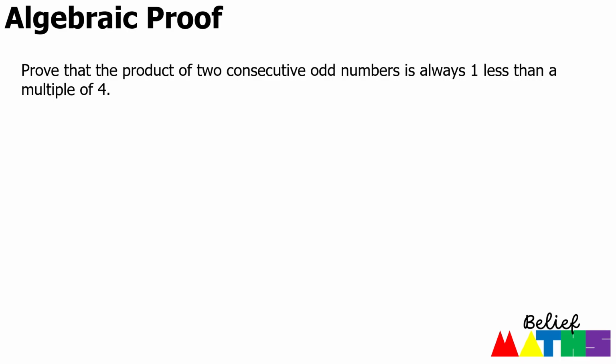Algebraic proof is always a nice one. We just need to be able to represent consecutive numbers, odd numbers, and even numbers. Even numbers are your 2n, 2n plus 2, 2n plus 4. Odd numbers are 2n plus 1, 2n minus 1, 2n plus 3, etc. And consecutive numbers are n, n plus 1, n plus 2. So I want two consecutive odd numbers. What I like to use for this is 2n minus 1 and 2n plus 1. They tend to work out as a nicer proof for you.